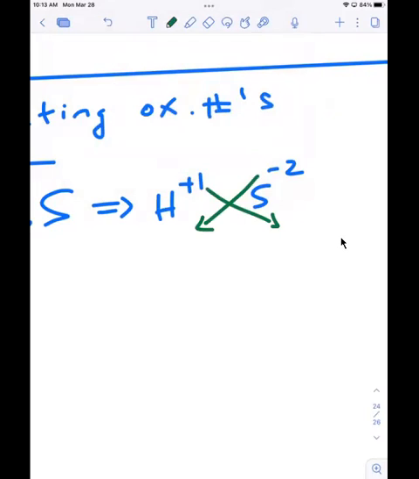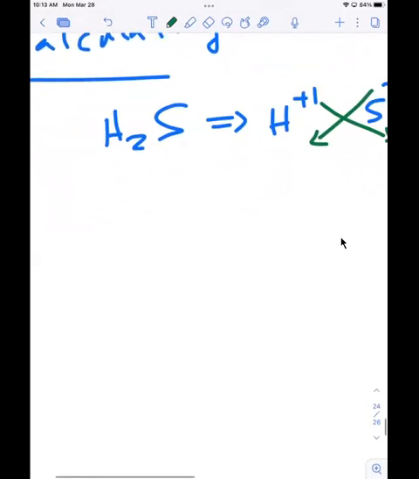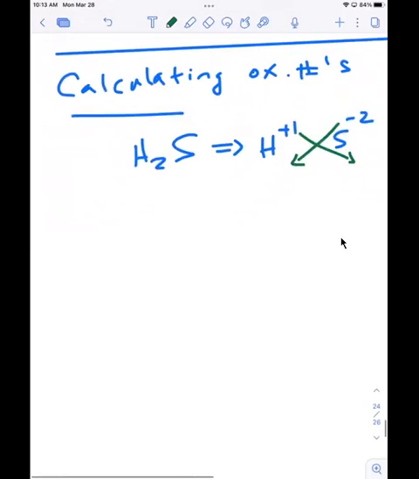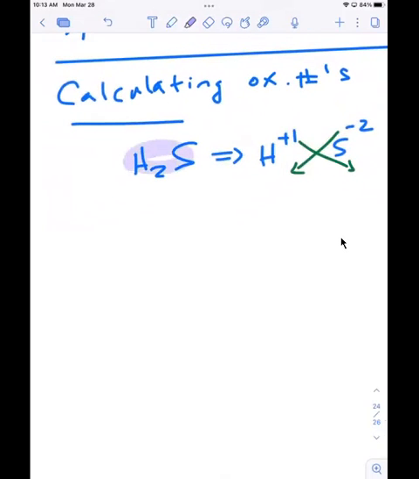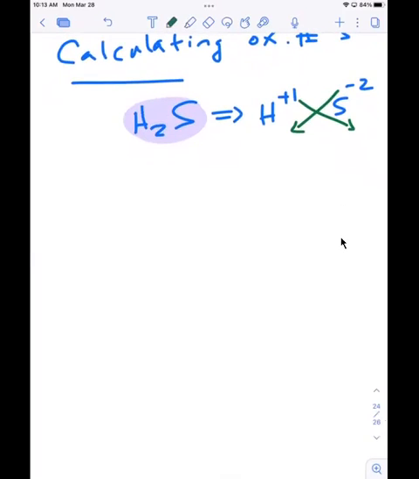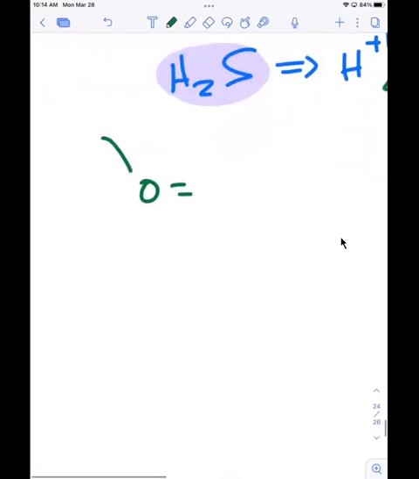But this is not always possible. So we can also calculate the oxidation number, right? So let's do that. So the overall molecule itself, the charge is neutral. So whatever we do, we're going to set it equal to 0. So all your oxidation numbers have to add together to give you 0. So we're going to take this and we're going to say 0, which is the overall charge.